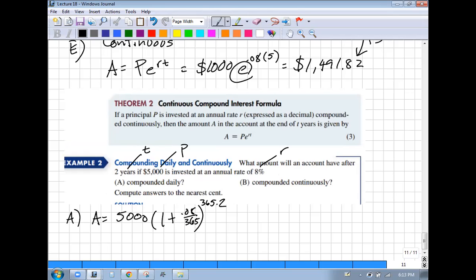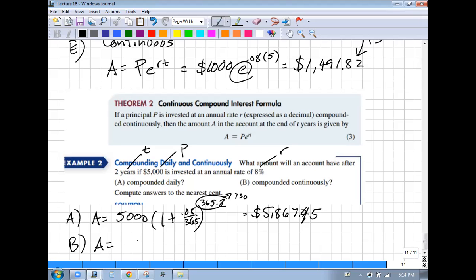Well, if I'm going to use my simple calculator, I need to know what this number is ahead of time, which I should be able to do in my head. That's 730. So now I start off with 0.08 divided by 365, add 1, raise it to the power of 730. Now multiply that by 5,000. And we have $5,867.45.